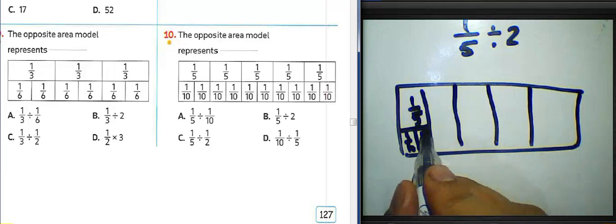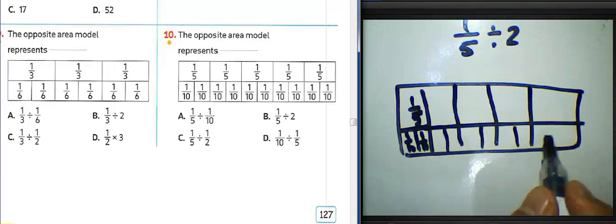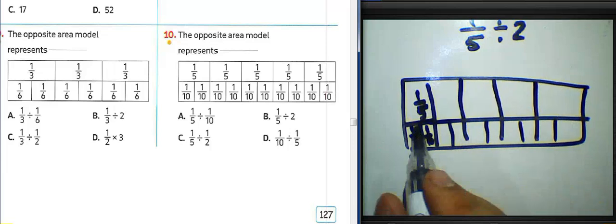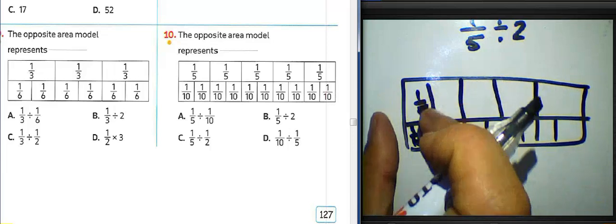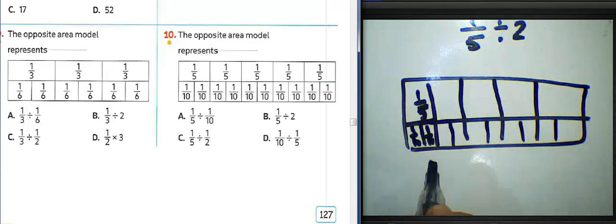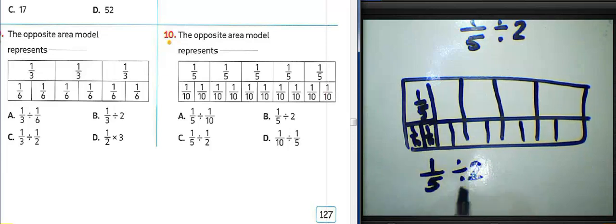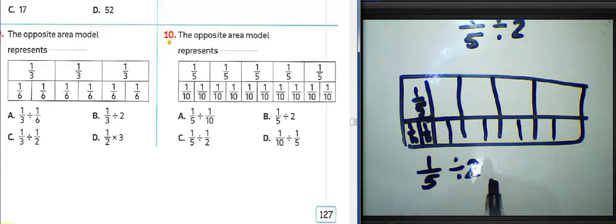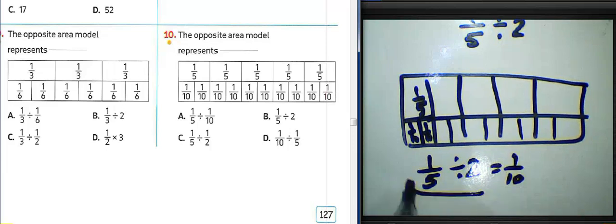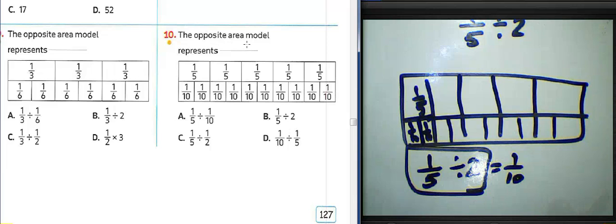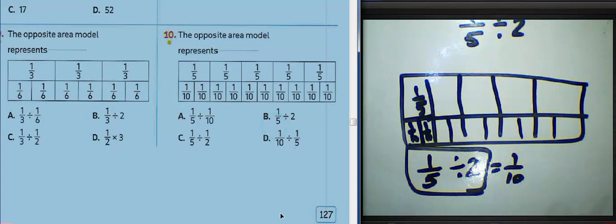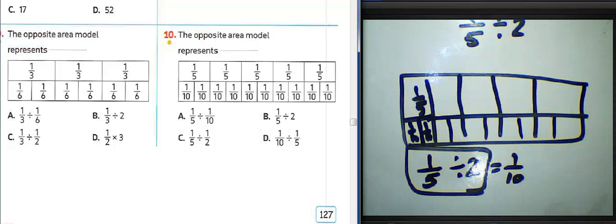It's very easy, okay, my students? Don't worry about this example. Look at one part here. It means 1 over 5. And this part is divided into 2 parts, so we must divide by 2. The result equals 1 over 10. So he asked what the opposite area model represents. It represents 1 over 5 divided by 2. We must choose letter B. Okay, my students? Understood?